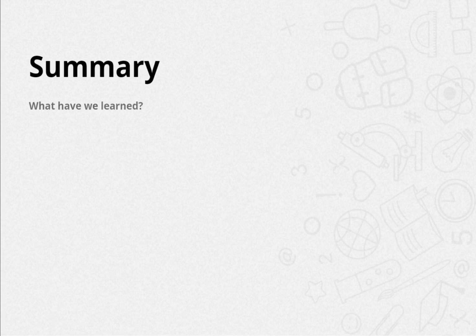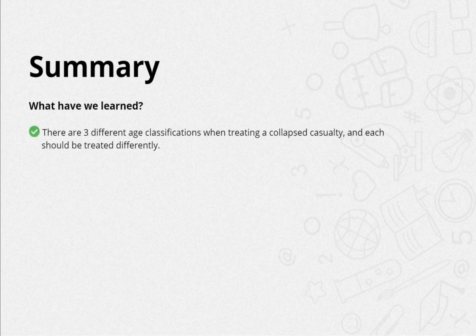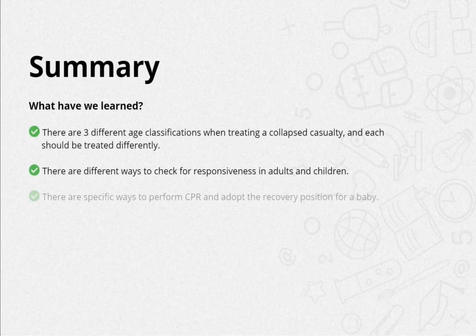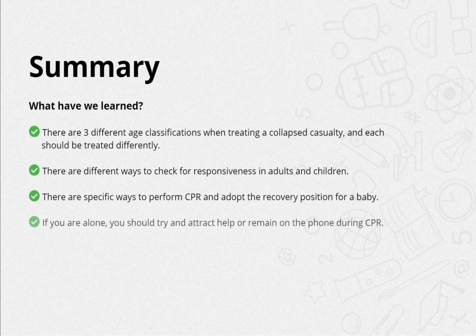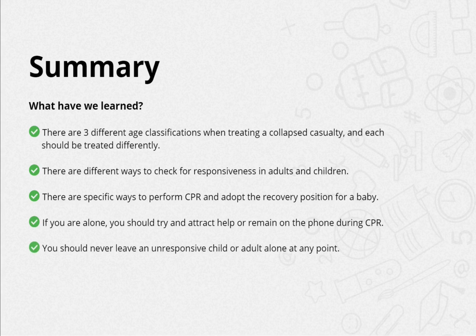Summary. What have we learned? There are 3 different age classifications when treating a collapsed casualty, and each should be treated differently. There are different ways to check for responsiveness in adults and children. There are specific ways to perform CPR and adopt the recovery position for a baby.